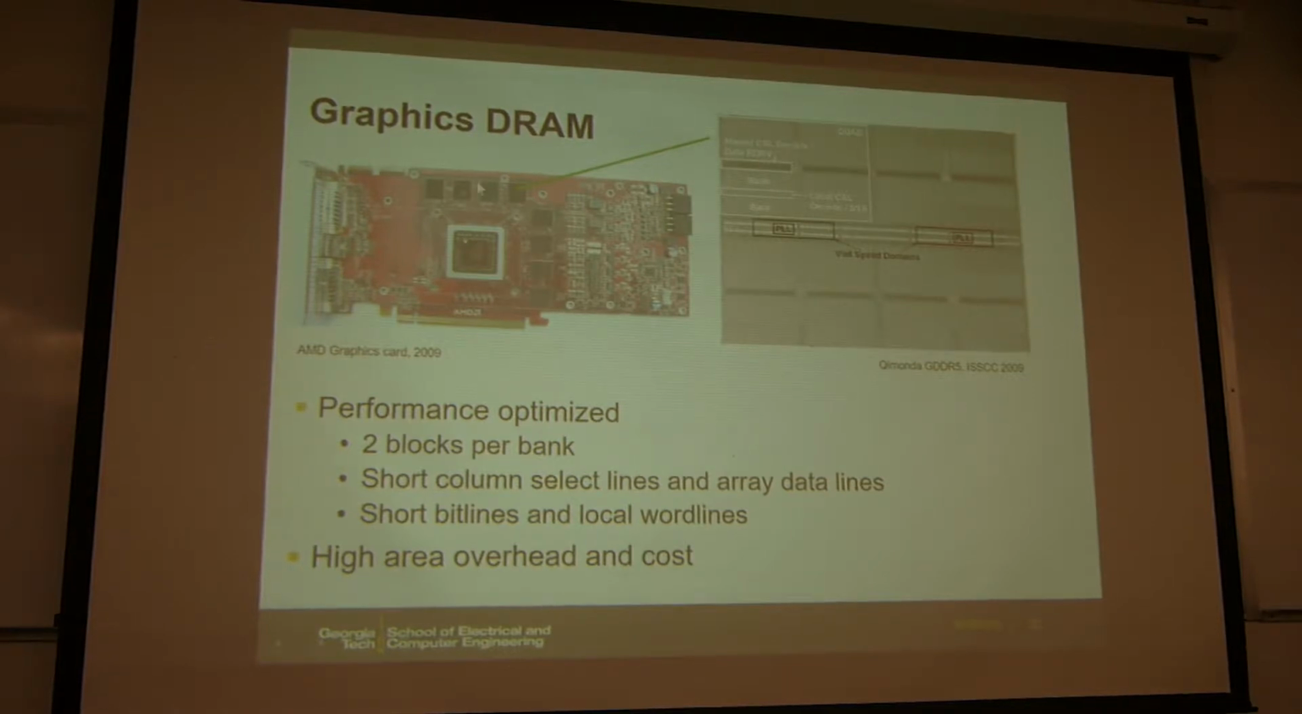And the graphics DRAM, of course, is performance driven. Here you don't care about the cost because you are willing to pay for that. In this case, you want short bit lines and short word lines, because you want the latency to be small. So you need to shorten the word lines or bit lines to reduce the RC delay. This is a very high performance, high energy and high cost.